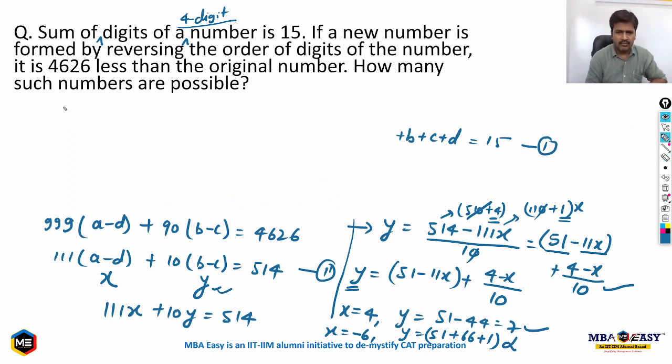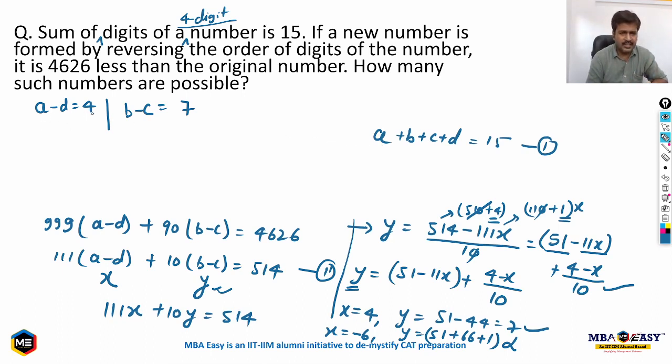All right. Now see, x का वैल्यू आया है 4। x हमने किसको लिया था, a minus d को। So a minus d is 4 और y हमने लिया था b minus c को, तो b minus c is 7, right? And we have one more equation, a plus b plus c plus d is 15. So with these three we'll try to find out the numbers here.